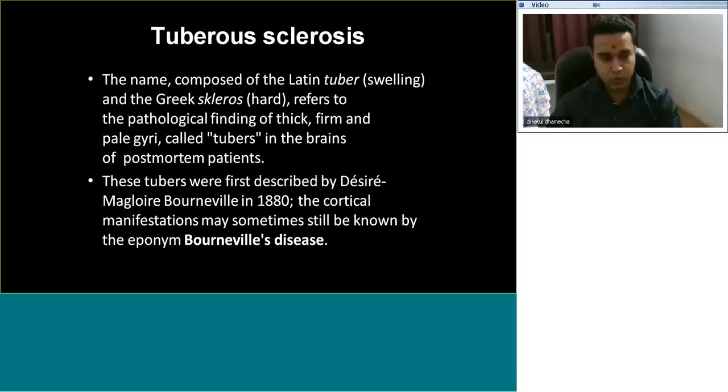So now we will move to tuberous sclerosis. The name is composed of Latin tuber, that means a swelling, and the Greek sclerosis, hard, referring to the pathological finding of thick, firm, and pale gyri called tubers in the brain of the postmortem patient. These tubers were first described in 1918 by Bourneville. The cortical manifestation may sometimes still be known as Bourneville's disease.